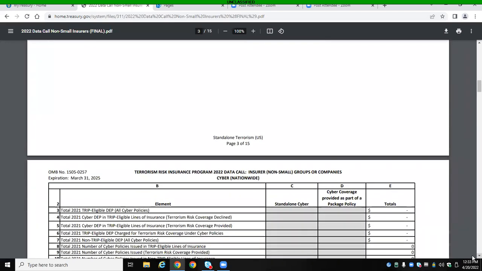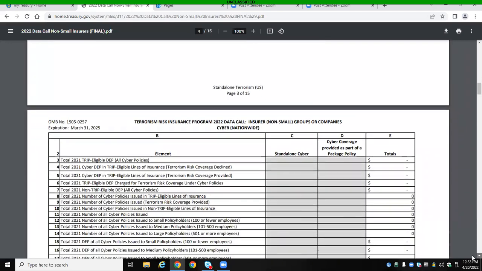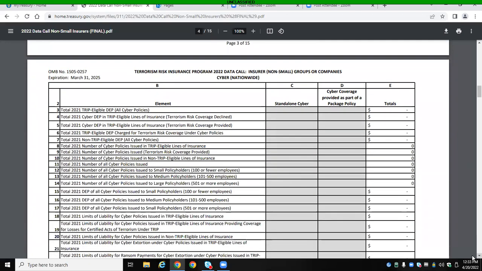Next screen. All right, here we are. This is the one that has changed significantly from prior years. So I will walk through this in a little more detail. This is the cyber worksheet. Again, it is still on a nationwide reporting basis. There's no allocation by state on this one.